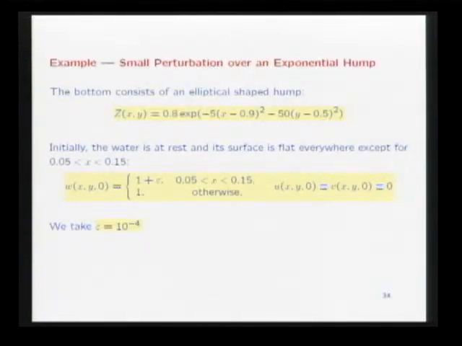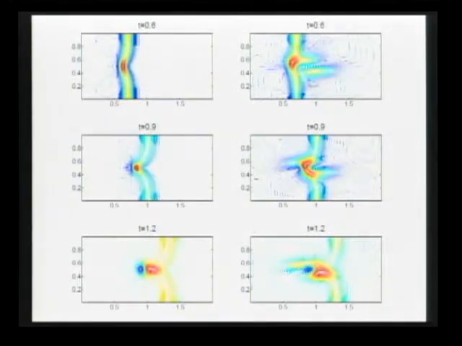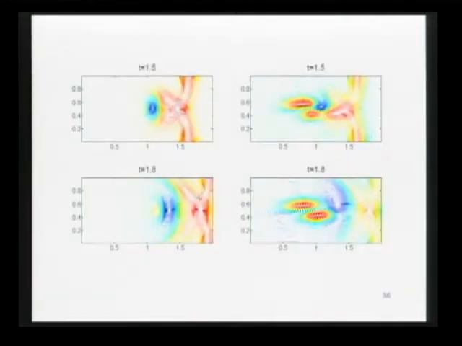So this is, by now, a classical problem proposed by Randall LeVeque, where we have an elliptical hump, and there is a small perturbation which propagates to the right. Originally the perturbation is here, then it propagates to the right, then it goes over the hump, and you see how it interacts. What you see on the left is a well-balanced scheme, and on the right is an example of a non-well-balanced scheme, and you see how many parasitic waves there are. For later time, on the left is the well-balanced scheme, and on the right the non-well-balanced scheme creates waves that have nothing to do with reality.